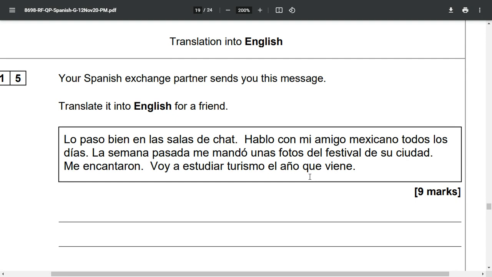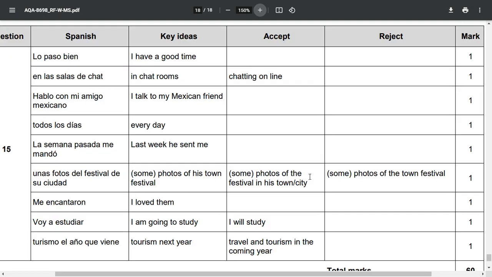Now in terms of the marking of this for the 9 marks, you can see a breakdown into 9 sections. This is how the exam board breaks it down into 9 sections. You need to get all the words, the whole idea, key ideas translated accurately within each section to get the mark available. I have a good time in chat rooms.